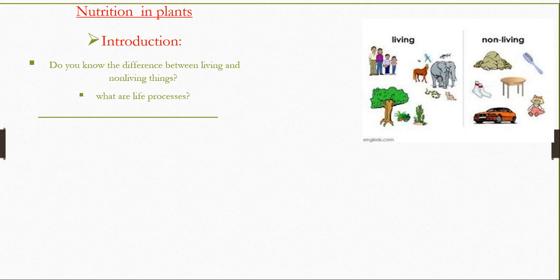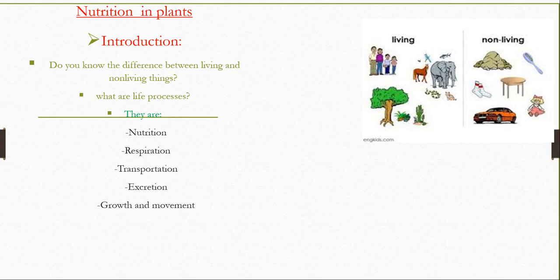What are those basic functions? Those basic functions are nothing but life processes. What are life processes? It means all living organisms perform some basic functions in order to survive on the earth. So what are those life processes? They are nutrition, respiration, transportation, excretion, growth and movement.